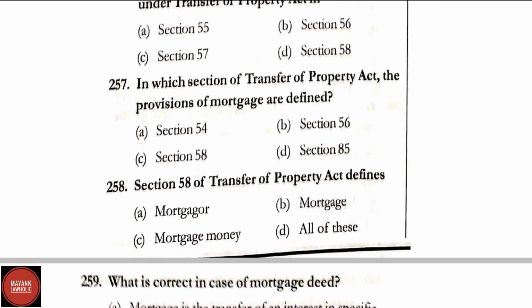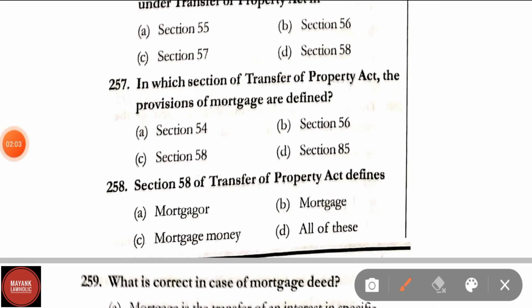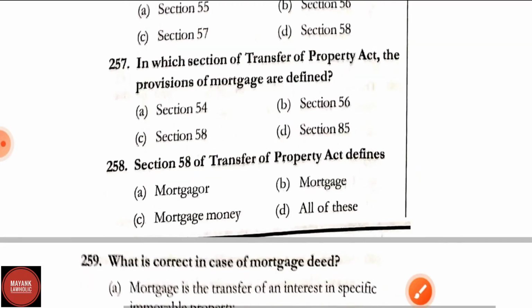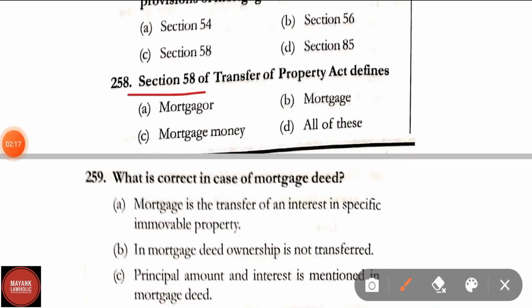Question number 257. In which section of TPA are the provisions of mortgage defined? Options are section 54, section 56, section 58, section 85. Correct answer is option C, that is section 58. Question number 258. Section 58 of TPA defines, options are mortgager, mortgage, mortgagee money, all of these. Correct answer is option D, that is all of these.